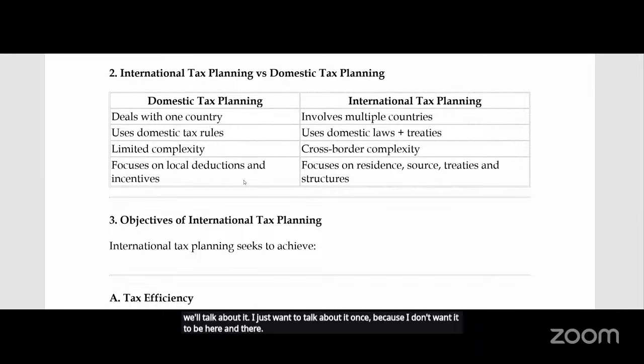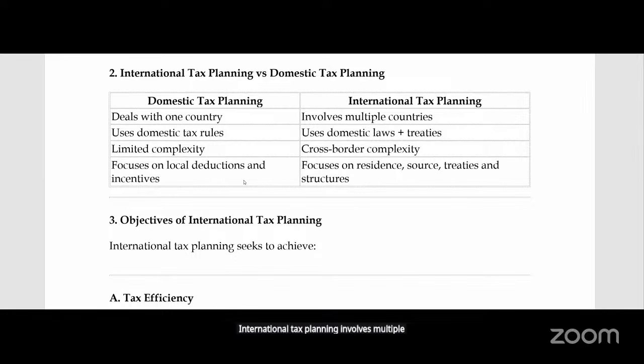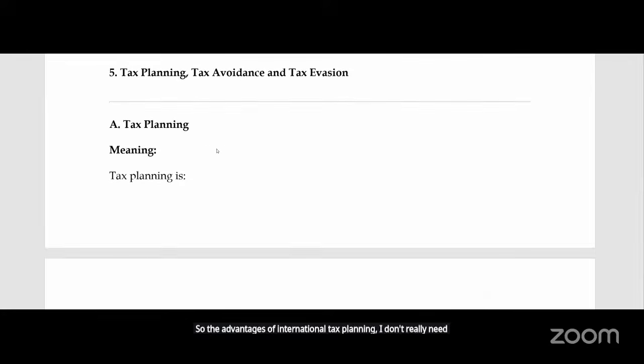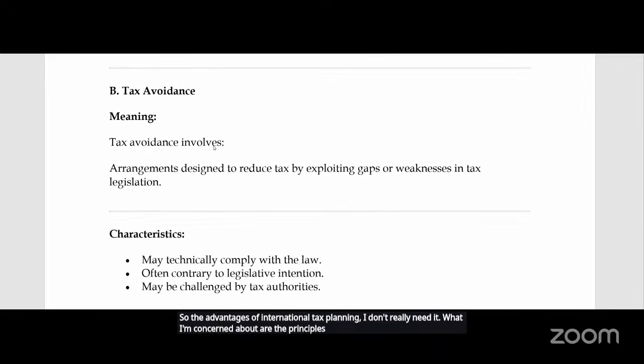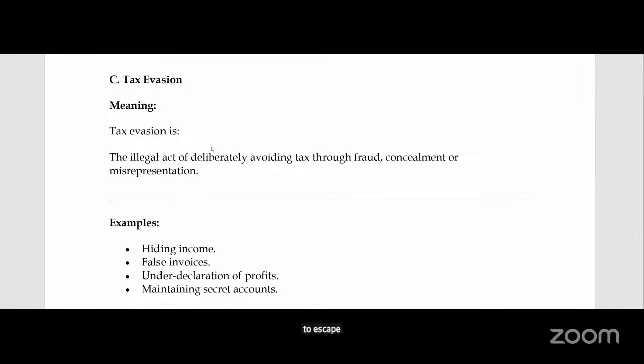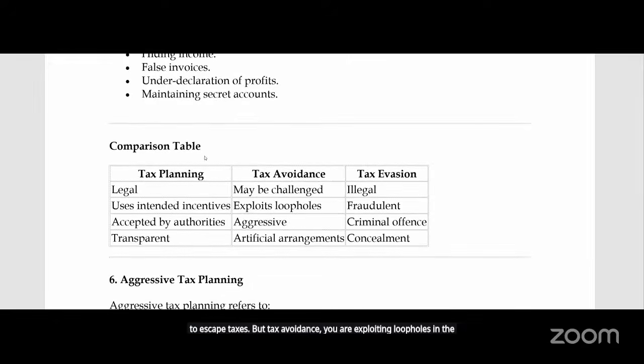I get it. So when we talk about international tax planning and domestic tax planning, you need to understand the difference. International tax planning involves multiple countries, while domestic tax planning involves just one country. One uses domestic tax rules, the other uses various domestic laws and the treaties. Are you getting it? So they can ask you the difference between the two. So the advantages of international tax planning, I don't really need it. What I'm concerned about are the principles that people know, right? You should understand the difference between tax evasion and tax avoidance. I hope you know the difference. Tax evasion, you are using illegal means like fraud, concealment, or misrepresentation to escape taxes. But tax avoidance, you are exploiting loopholes in the law. Are you getting it?